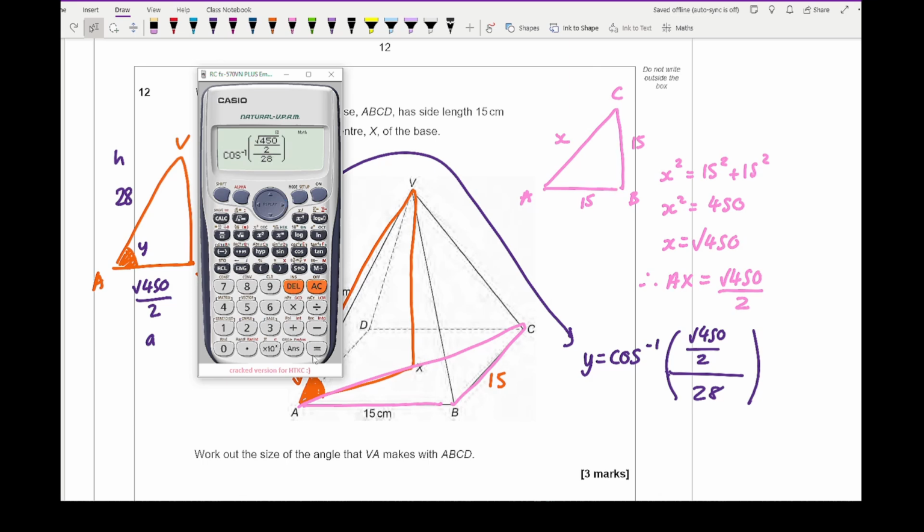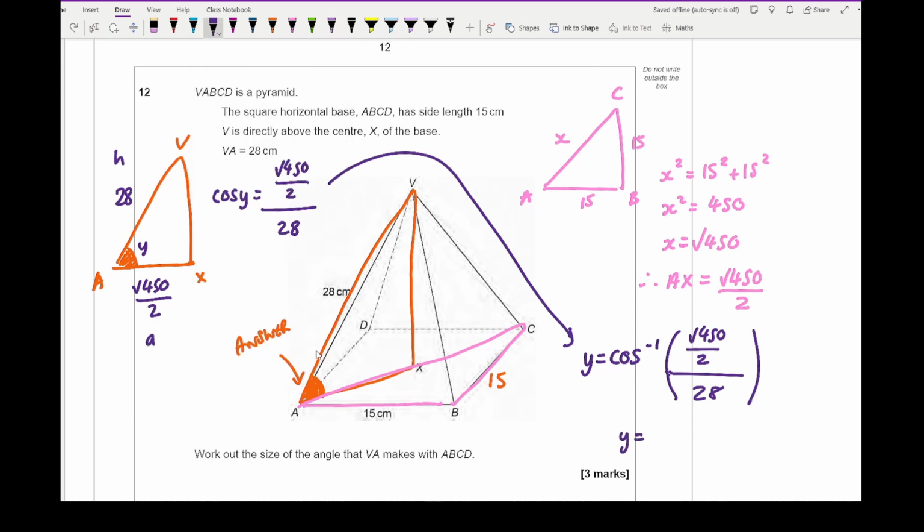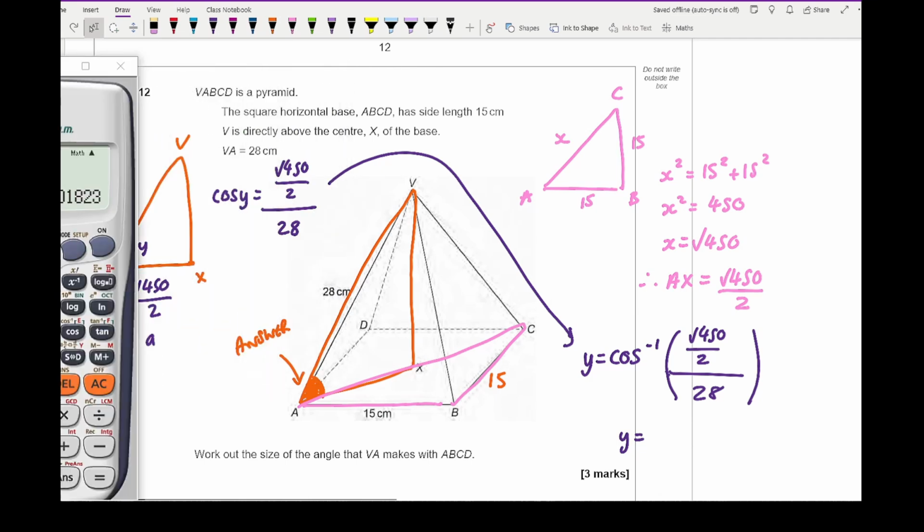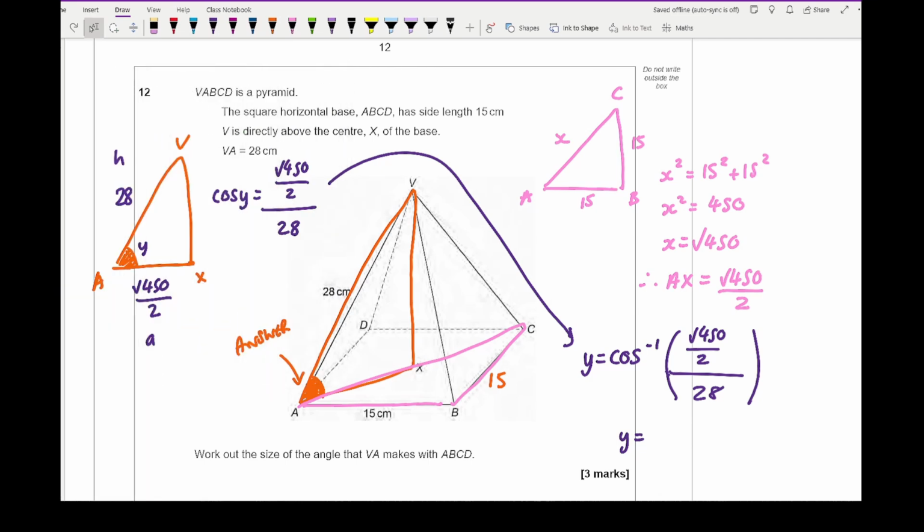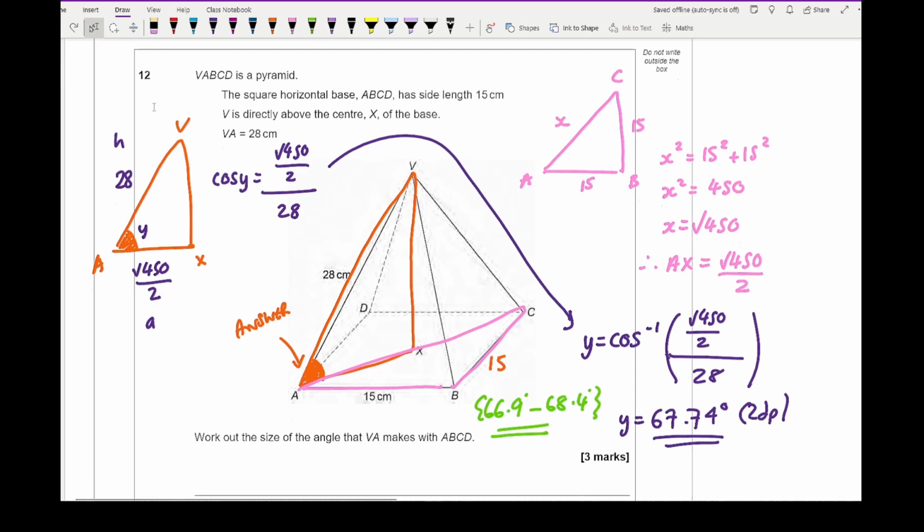and close the bracket, press equals, and I get an answer of y equals 67.74 degrees, and that's to 2 decimal places. Now depending on your rounding, they would accept any answer between 66.9 degrees to 68.4 degrees. So as long as your answer is between that range and you've used the correct method, then that would be absolutely fine.